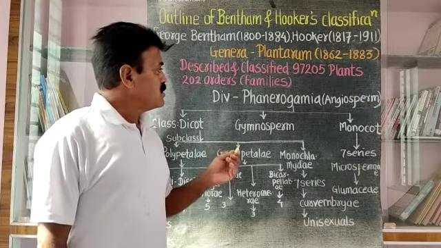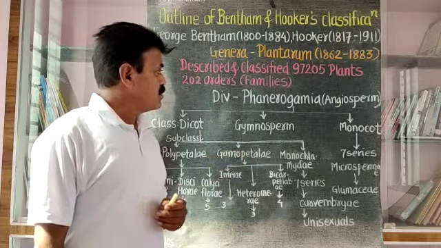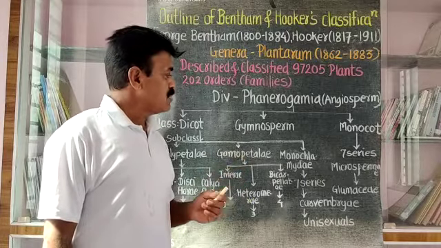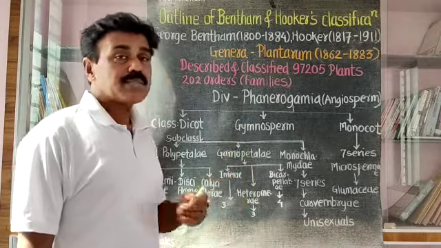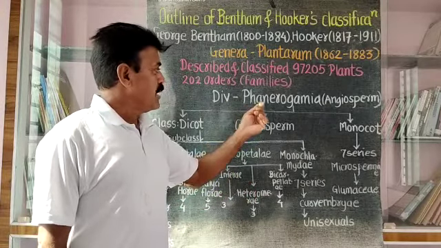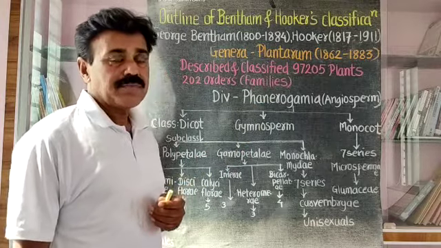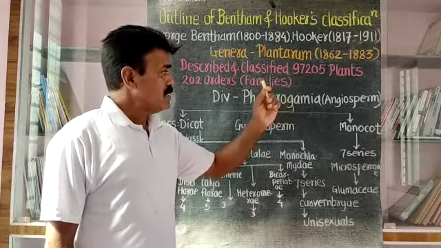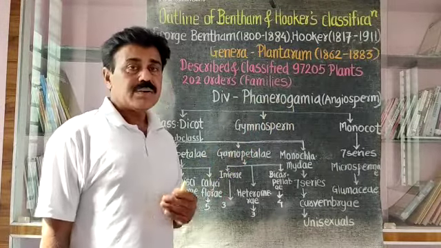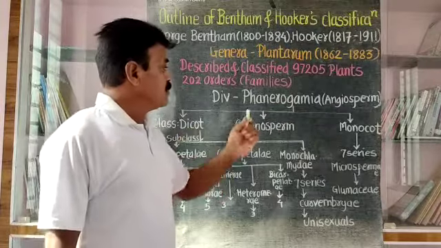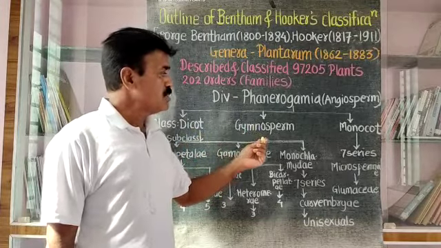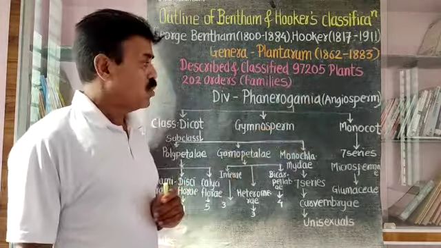This is the outline of classification of angiosperms according to Bentham and Hooker. The classification is simply a systematic plan. Bentham and Hooker named angiosperms as the division Phanerogamia. The division Phanerogamia is divided by Bentham and Hooker into 3 classes. The first class is the dicotyledon, second is the gymnosperm, and third class is the monocotyledon.